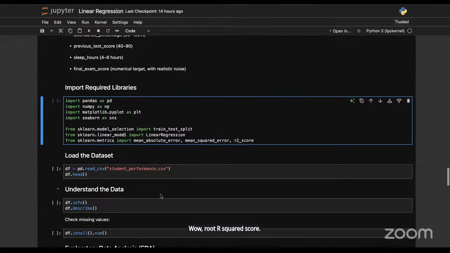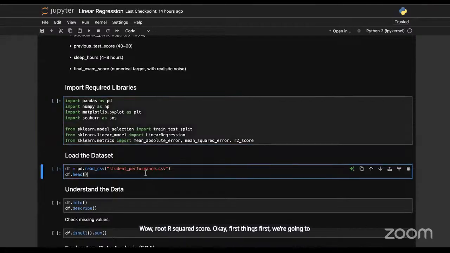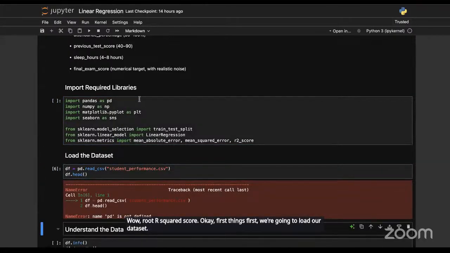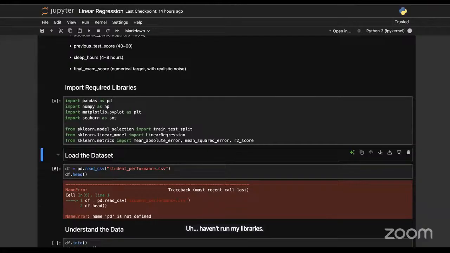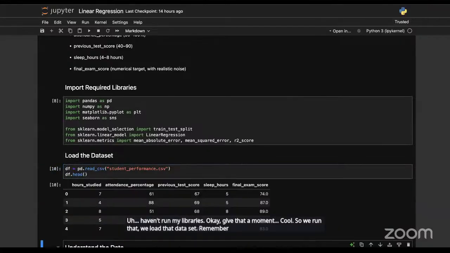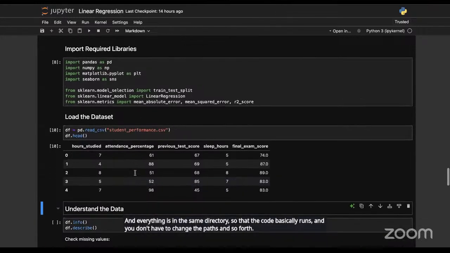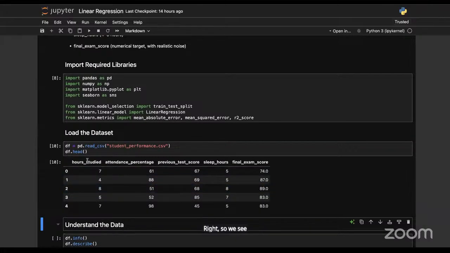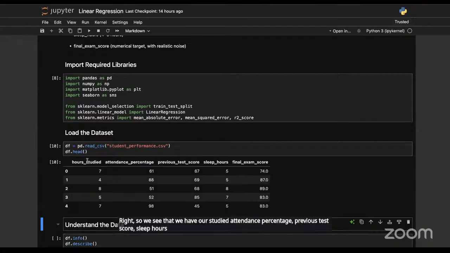Okay, first things first, we're going to load our data set. I haven't run my libraries. Okay, let's give that a moment. Cool. So we run that, we load that data set. Remember that the folder in the link of the slides will give you everything. So make sure you download that whole folder and keep everything in the same directory so that the code runs and you don't have to change the paths. Right, so we see that we have hours studied, attendance percentage, previous test scores, sleep hours, and final exam score.